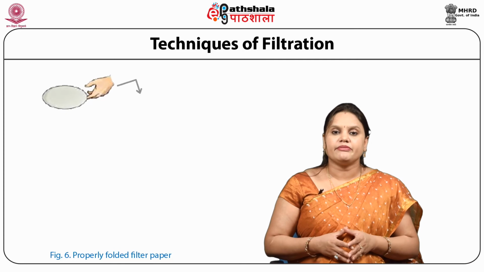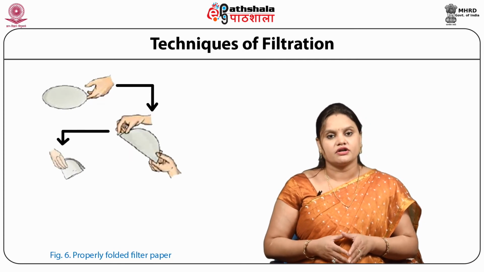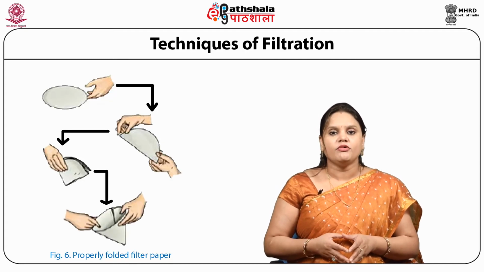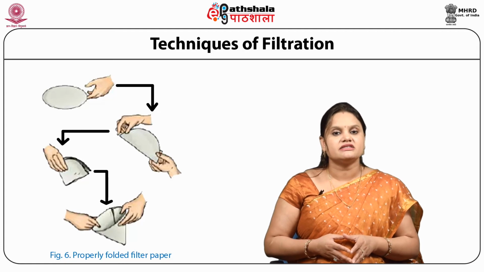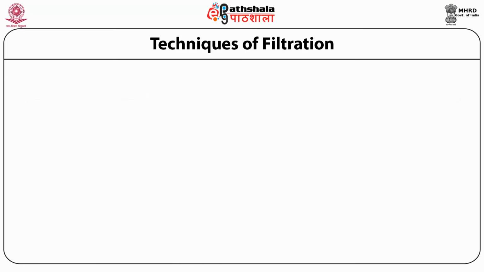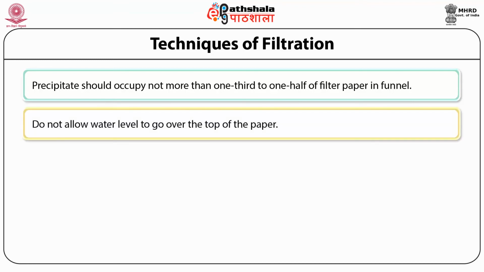After the folded paper is placed in the funnel, it is wetted with distilled water. The stem is filled with water and the top of the wet paper is pressed against the funnel to make a seal. Precipitate should occupy not more than 1/3 to 1/2 of the filter paper in the funnel because many precipitates tend to creep. Do not allow the water level to go over the top of the paper.